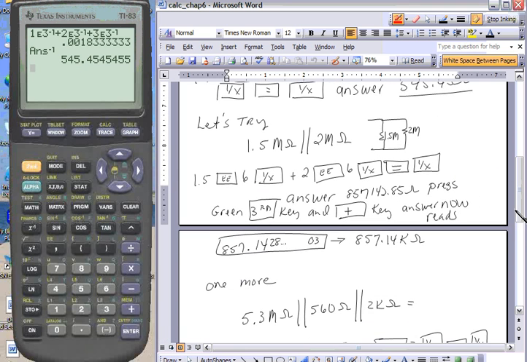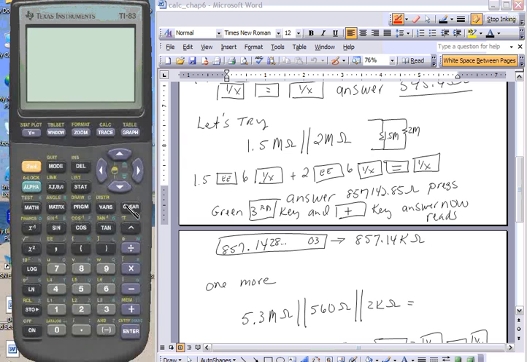The reason I'm using this calculator is this is the only virtual calculator that's available, believe it or not, online. Okay, let me clear that out. Now we're going to try 1.5 meg in parallel with 2 meg. So the keystrokes are the same. The only difference is I'm doing a 6 for the meg.